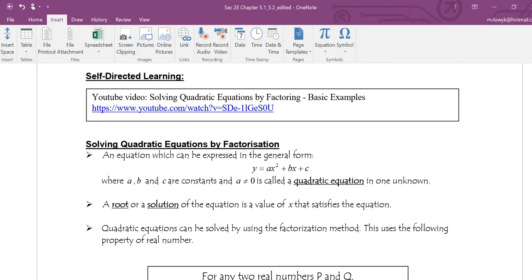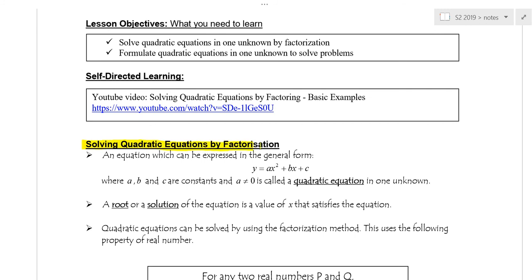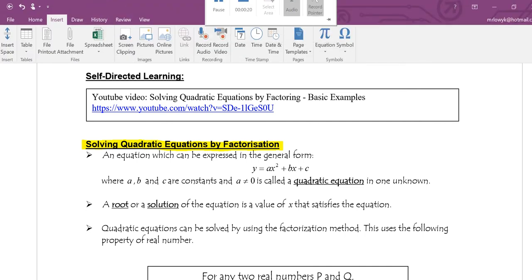Can you help me to highlight this, everyone? Start by highlighting. Thank you, Hadi. Start by highlighting "solve quadratic equation." Then can you write down the meaning of each word?